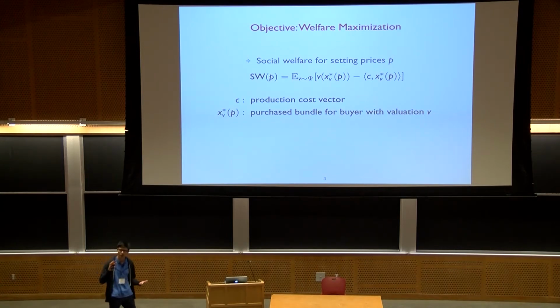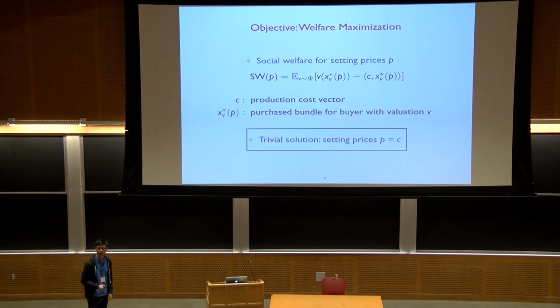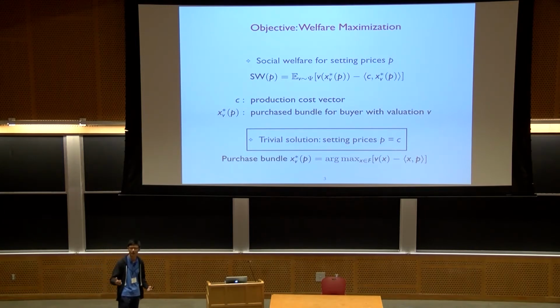If you think about this problem a little bit, there's actually a very simple solution. If you only want to optimize this objective function, you can just set the prices equal to the cost vector. The intuition is that because of the form of the quasi-linear utility function of the buyer, you set the prices equal to the cost so that each buyer individually makes the welfare-maximizing decision for the seller.